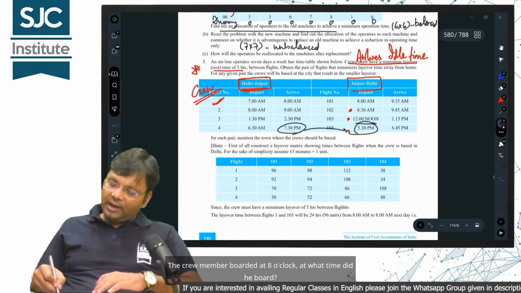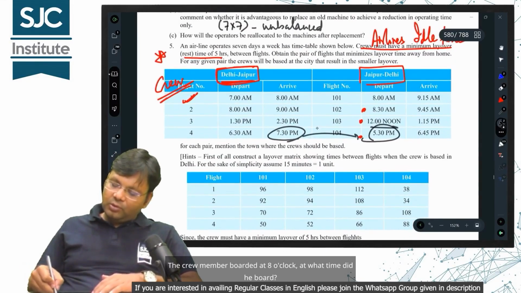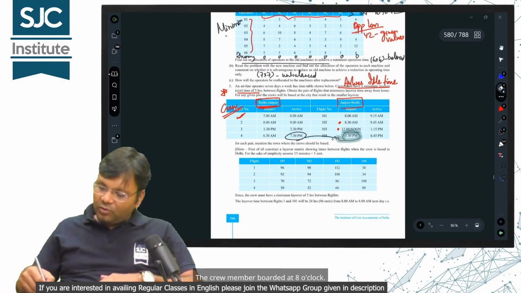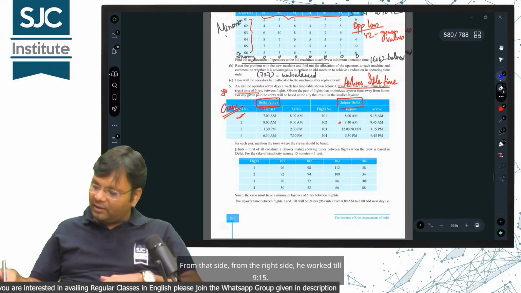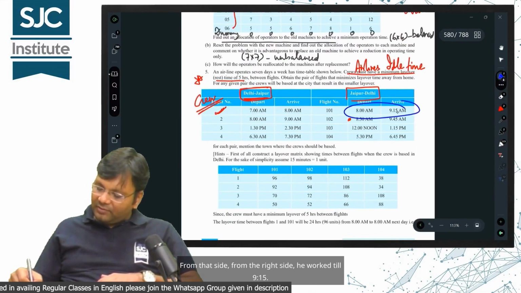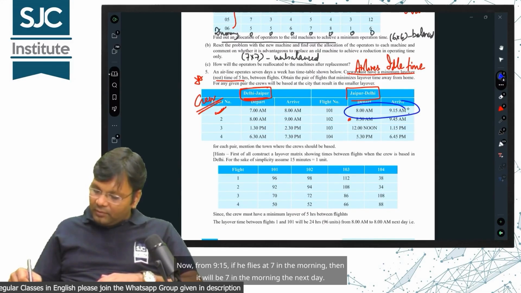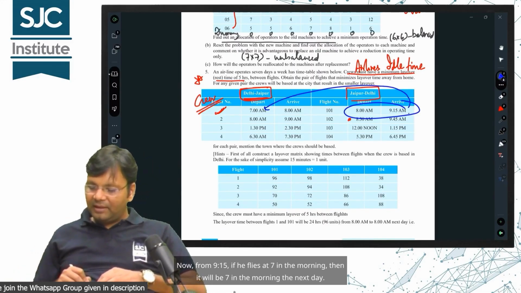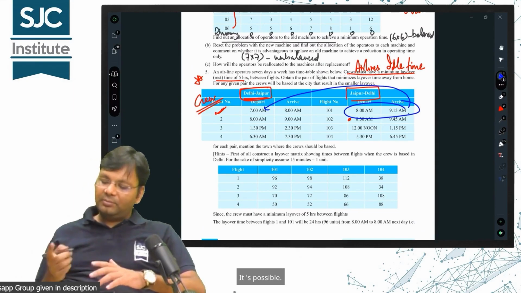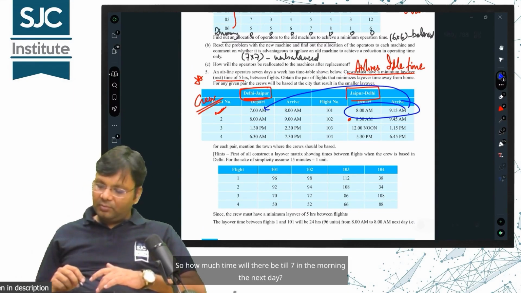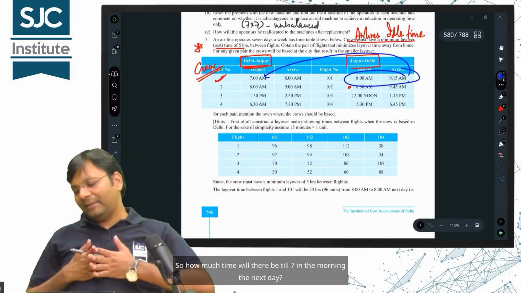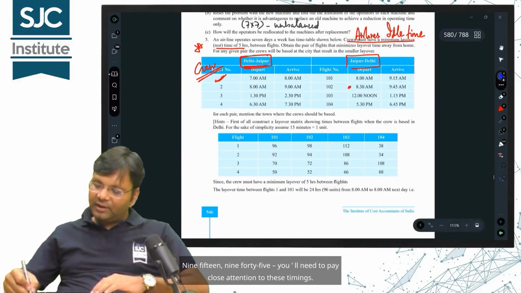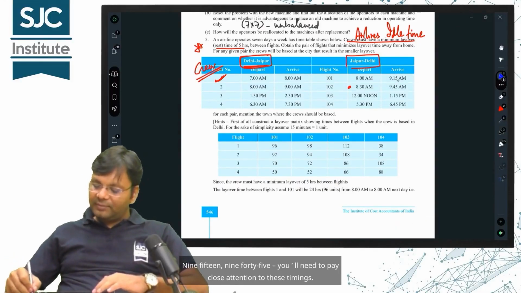The crew member boarded at 8 o'clock. At what time did he board? At 8 o'clock. From that side, from the right side, you work till 9:15. Now, from 9:15, if he flies at 7 in the morning, then it will be 7 in the morning the next day. It's possible. So how much time will there be till 7 in the morning the next day? If it is 9:15, 9:45, you'll need to pay close attention to these timings.